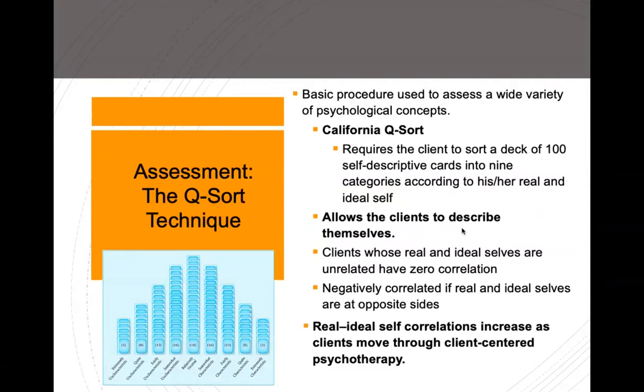So on the other side of things, the California Q-Sort test is an assessment method, another application method under the humanistic approach. I don't think they use this technique as much anymore, because now we have all these online tests and stuff. But back then, Rogers was really known for creating this California Q-Sort test. What it involves is that it requires the client to sort a deck of 100 self-descriptive cards into 9 categories according to his or her real and ideal self.